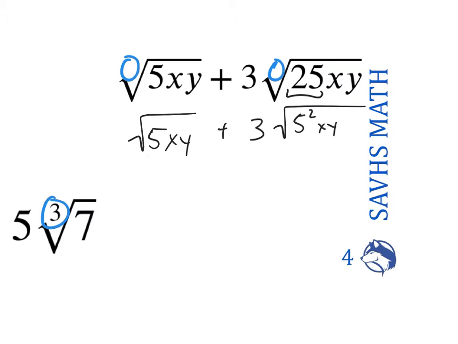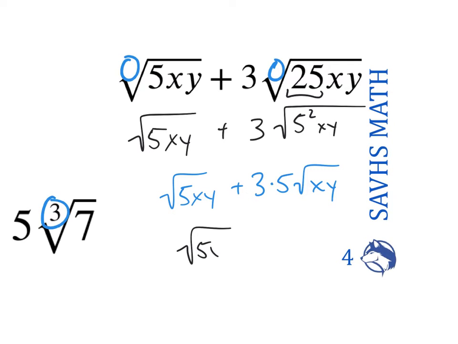Okay, so then what happens now? So now I just have 5xy over here, square root of 5xy. But now I can pull out this 5, and I can say, well, the square root of 5 squared is 5. So now I get 3 times 5 square roots of xy. And now we get, okay, square root of 5, square root of 5xy plus 15 square root of xy.